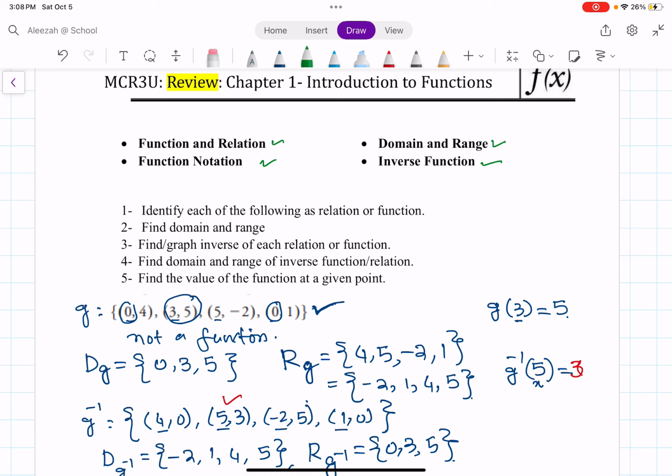So what you have learned is you can check from a given mapping diagram, a set of ordered pairs, an equation, or a graph whether it represents a function or not. You can always find the domain and range. You can graph the inverse of a function or a relation if you're given a graph of a function. Then you can find the domain and range of the inverse function, and then you can find the value of the function at a given point.